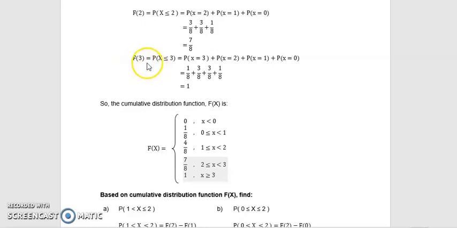So what is the cumulative? The value of x must be less than or equal to 3. So x less than or equal to 3 will be at x equal to 3, x equal to 2, x equal to 1, and x equal to 0. That's why if you total up from 0 to 3, your answer will be equal to 1, which denotes the total probability.